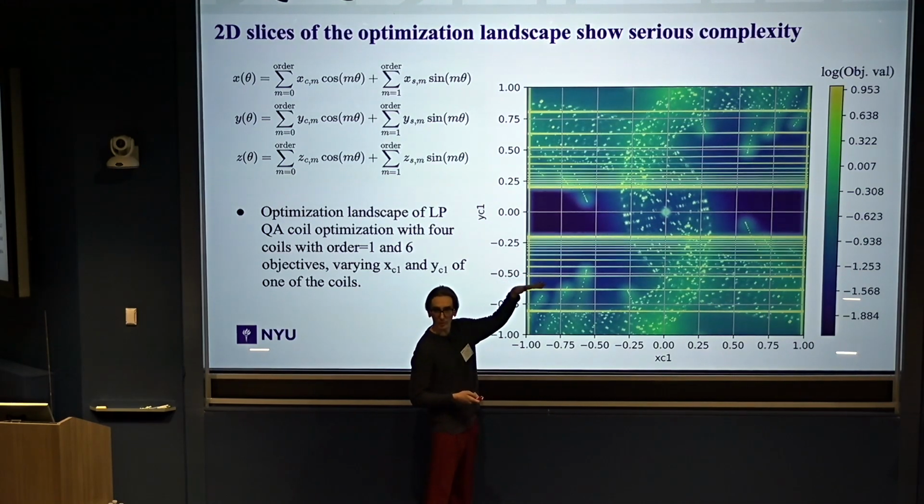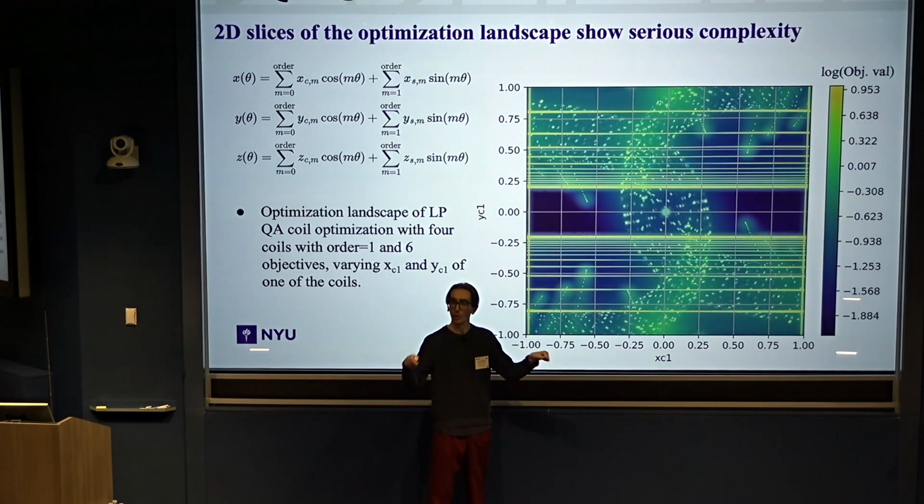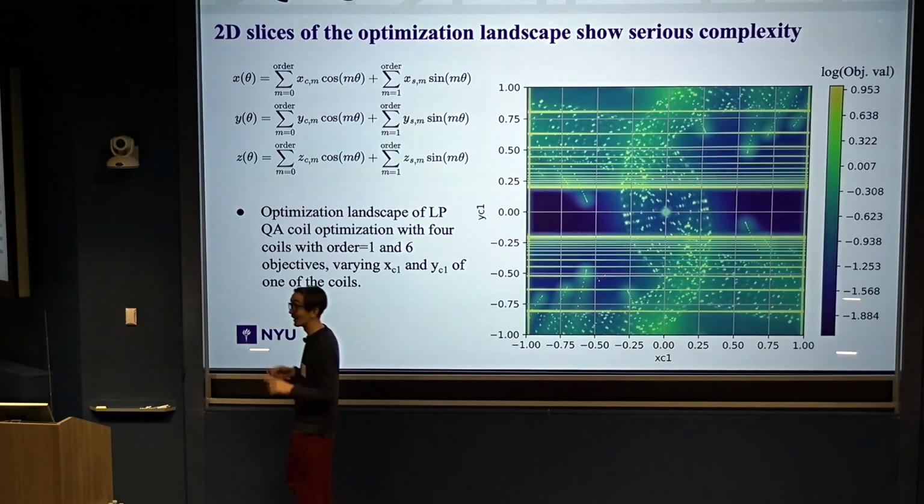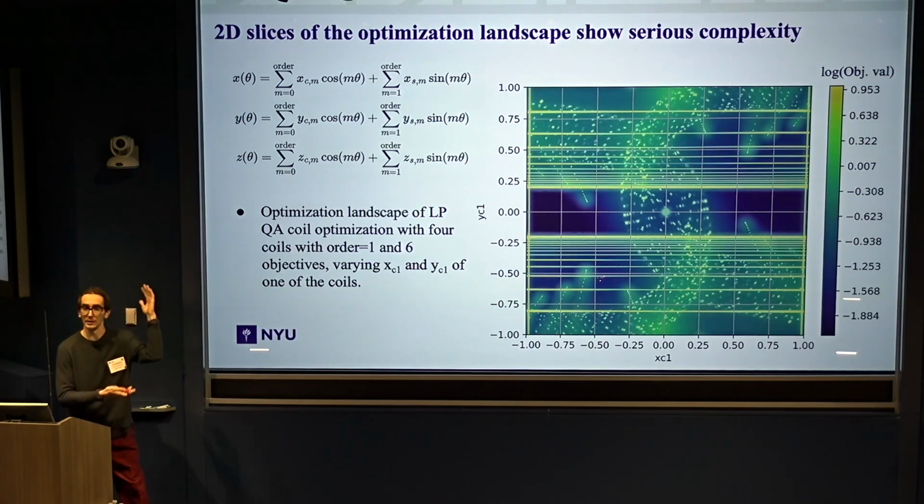These blow-up lines are basically where you get unphysical solutions. The coils become self-intersecting, or they intersect with other coils, or they intersect with the plasma surface. And at those points where you get unphysical things going on, you get blow-up in the objective value. So these horizontal lines are telling you you've done something not very smart. And again, this is not an optimization. I'm just basically trying to visualize a 2D landscape here, okay?